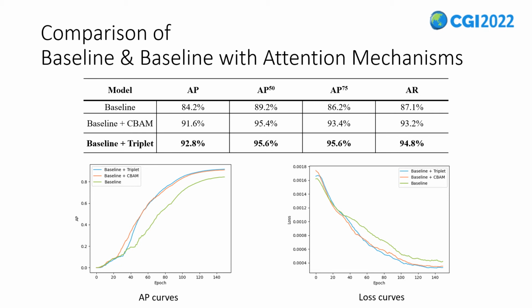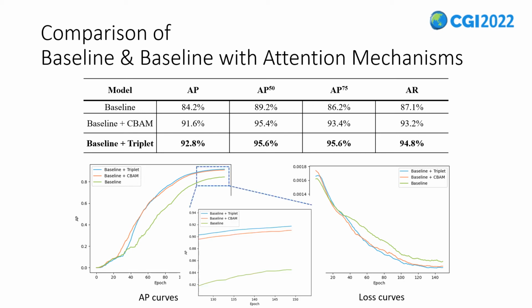Comparison of results on the testing set from the baseline and the baseline with attention mechanisms shows that the AP scores reached 92.8% with the triplet attention module and 91.6% with the CBAM. Compared with the baseline model, they increased by 8.6% and 7.4%. Since the model's performance is better when the triplet attention module is added, we have added the triplet attention module to our model. The curves show that the convergence speed and detection accuracy of the model are greatly improved after adding the attention module, and the triplet module can get better results than the CBAM.